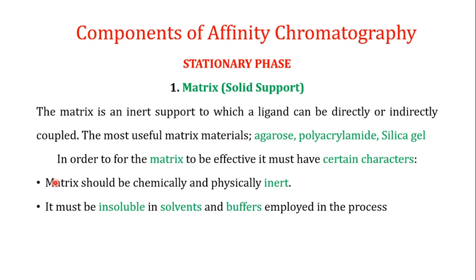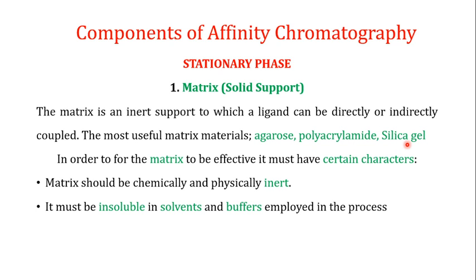Now, if you talk about the components of affinity chromatography, the first important component is the stationary phase. This stationary phase is made up of three things. The first subcomponent of the stationary phase is the matrix, which is a solid support. The matrix that we use in affinity chromatography is an inert support to which a ligand can be directly or indirectly coupled. The most common matrix materials used these days are agarose, polyacrylamide, and silica gel.